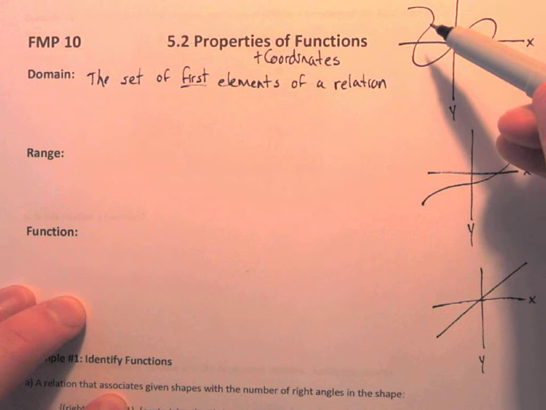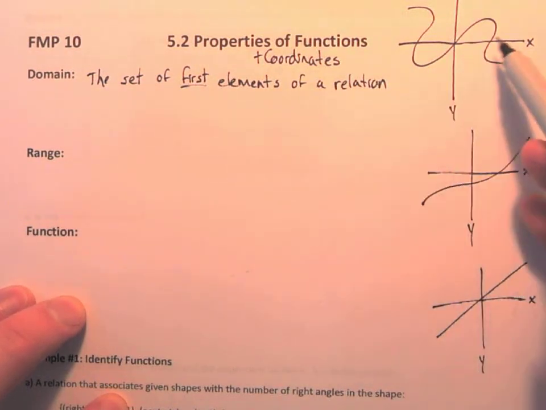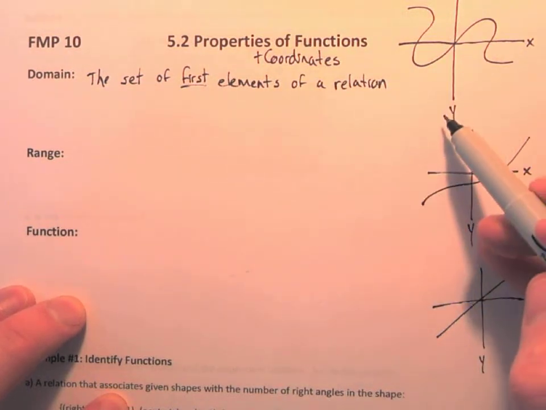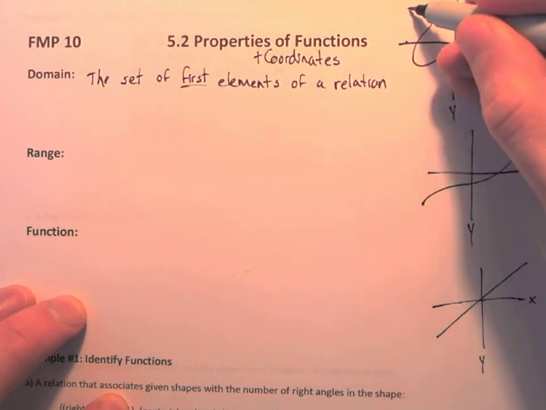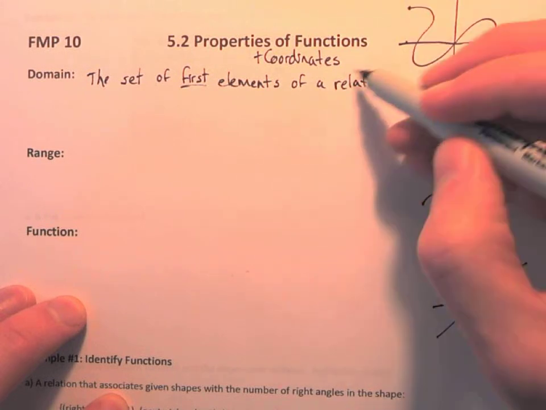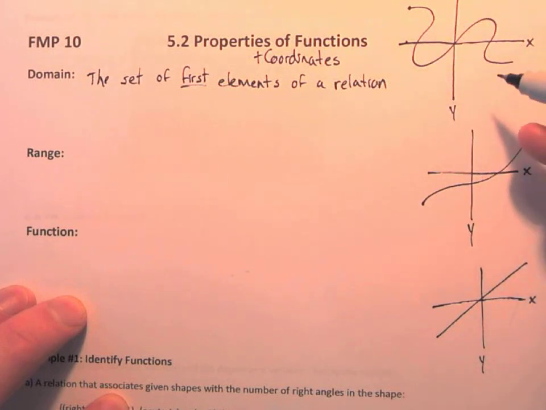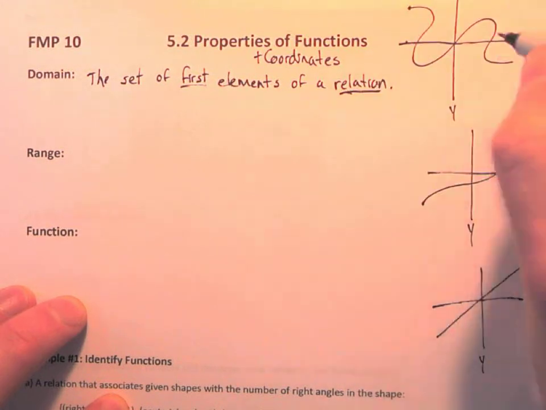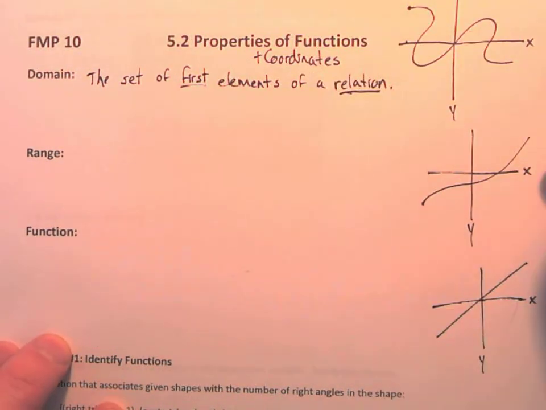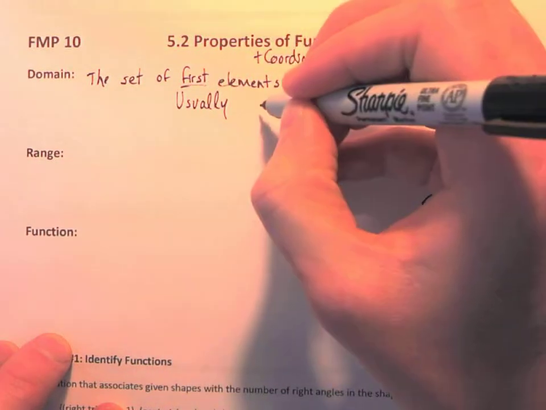So generally all these lines that I drew are called relations. A relationship between the x unit and the y unit. So if you have an x unit here, it corresponds with the y unit there. So that's what a relation is. It's just some sort of line on this graph. The first elements of a relation usually always means the x unit, usually x values.